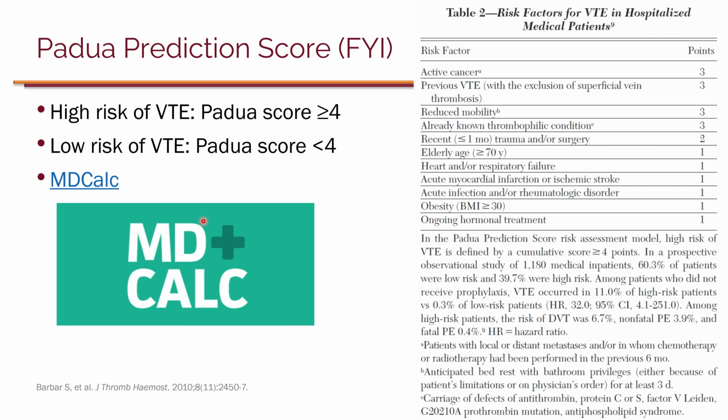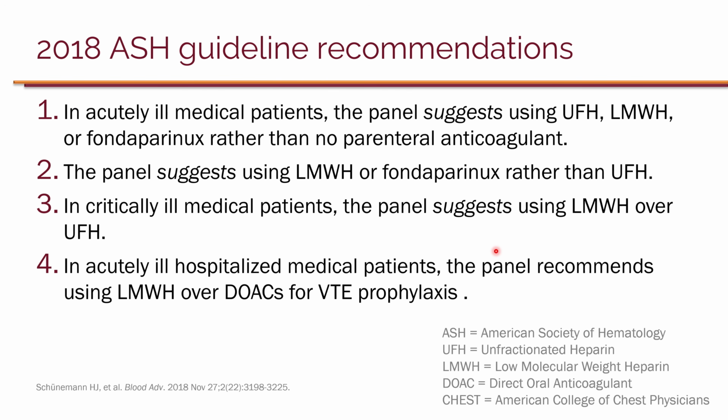The 2012 CHEST guideline advocated using a Padua score to identify high-risk versus low-risk patients. Essentially, a Padua score of 4 or higher would translate into high risk. You can see what goes into the calculation, and of course, there is an online calculator that you can use. As of this recording, the CHEST guidelines have not been updated since 2012 for VTE prophylaxis in non-surgical hospitalized patients, so there are the 2018 ASH guidelines, and here are the 4 recommendations for VTE prophylaxis.